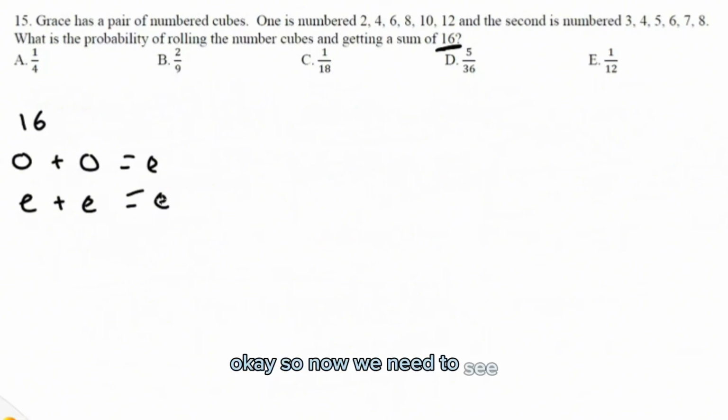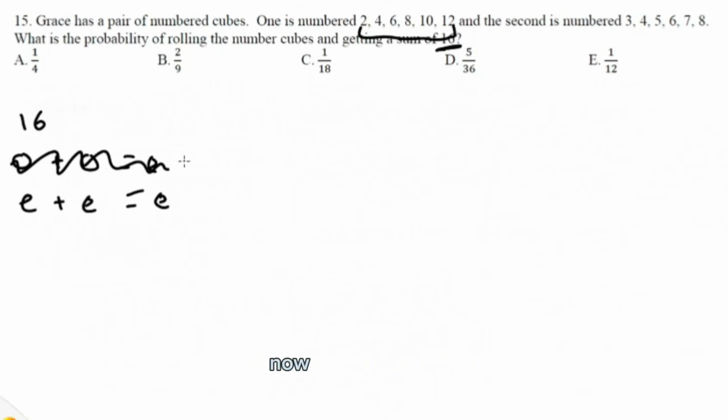Okay, so now we need to see, is there a way we can get both odd numbers? We can't, because this cube right here has no odd numbers. So this case cannot work. Now we need to see, is there a way we can get an even number and an even number? There is, because there are 3 even numbers, 4, 6, and 8.